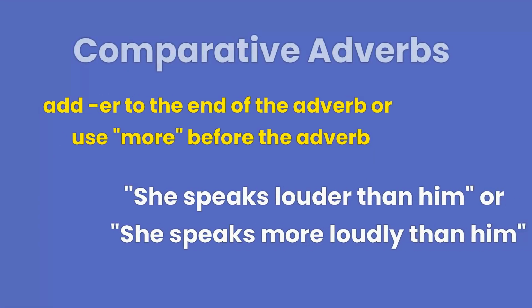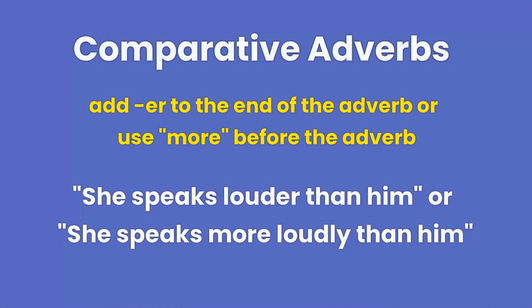Comparative adverbs are used to compare the intensity of an action or the degree to which an adjective or adverb is being modified. They are formed by adding "er" to the end of the adverb or by using "more" before the adverb. For example, she speaks louder than him, or she speaks more loudly than him.